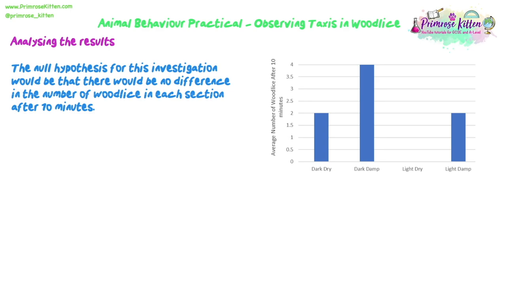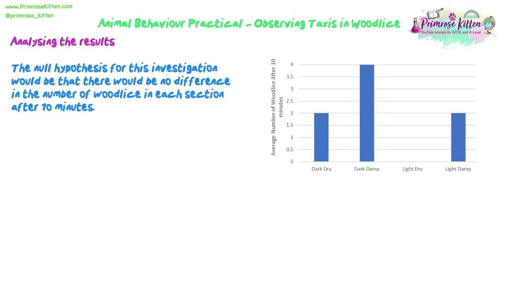Okay, so we've got our results. We move on to the analysis. I've drawn a really simple bar graph to help us visualize our results. And the null hypothesis for this investigation would be that there'd be no difference in the number of woodlice in each section after 10 minutes. Null hypothesis is always that there is no difference or no change or no relationship.